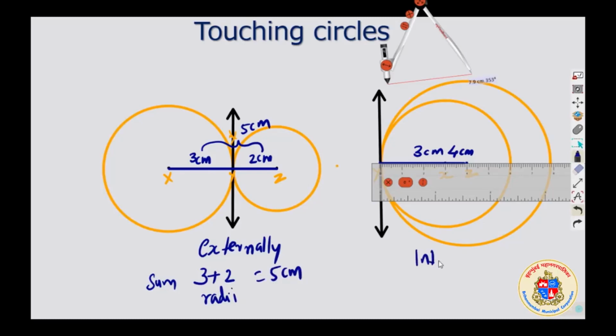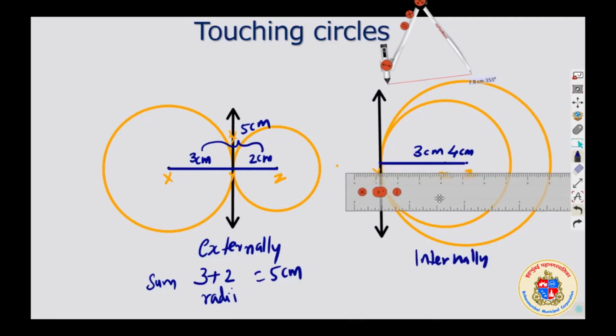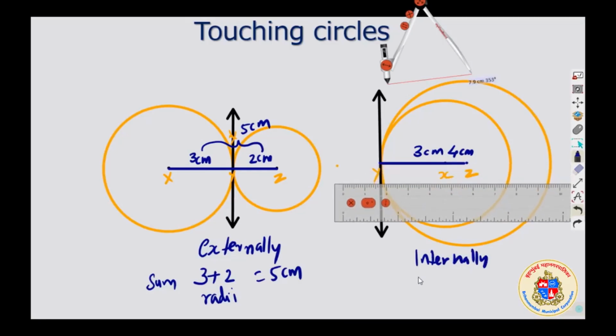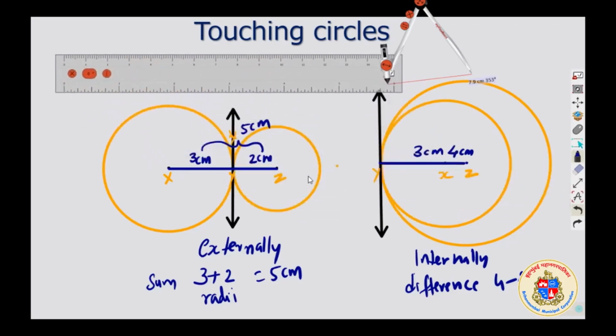If they are touching internally, and if you try to find out the distance between two circles, it will be the difference you will be getting as the distance. Here it is 4 minus 3, which is equal to 1 centimeter. This peculiarity we notice. Very simple thing, but a peculiarity of touching circles. Throughout the chapter, you will be learning number of peculiarities of circle, which you will be applying later.